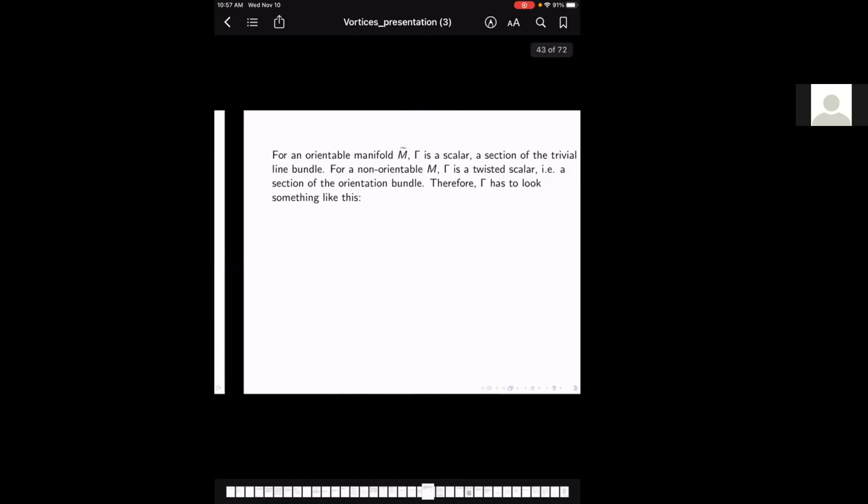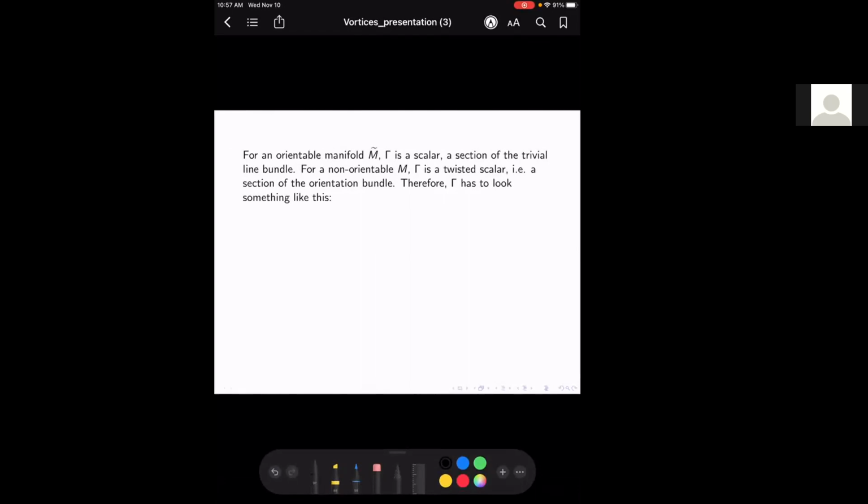Now, the big problem is that, as I said, twisted scalars are sections of the orientation bundle. Regular scalars can be interpreted as sections of the trivial line bundle of the manifold. On an orientable manifold, this section gamma can be everywhere non-zero. That is not the case for an orientation bundle, because if we take this section of the orientation bundle and stand somewhere over here, we have to go around an orientation-changing loop and return back to here. So it has to be zero. How do we go around this once again?